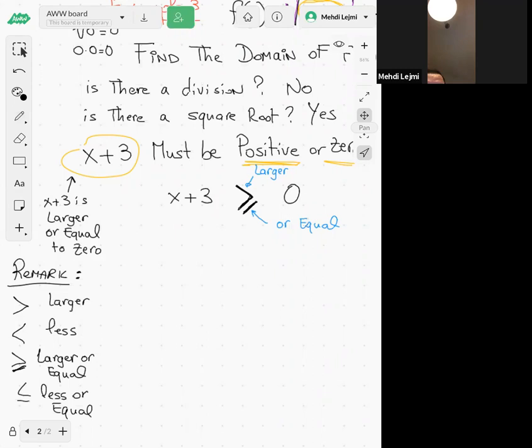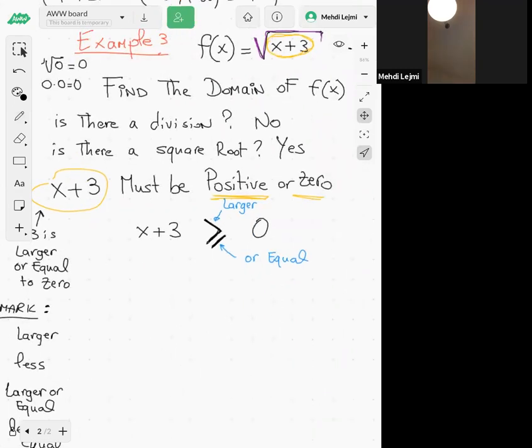Anyway, so we need this x plus 3 to be positive or 0. So it's larger than or equal to 0. Okay, so that's why I have this inequality. Now we have to solve this inequality, right? So we have to solve for x now.